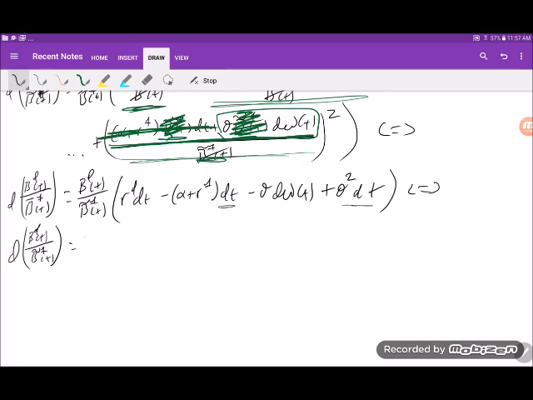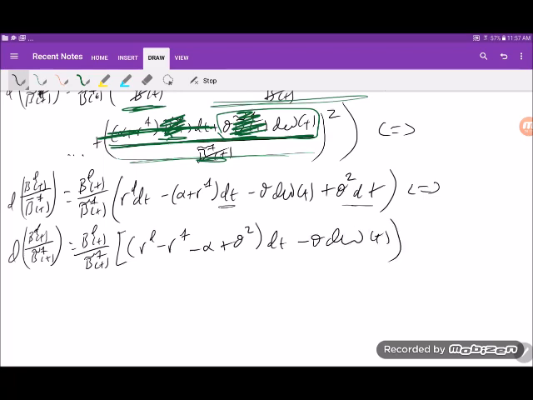Is equal to bd over b tilde f times, write it like that, rd minus rf minus alpha, and then plus sigma squared dt minus sigma. Use the bracket.